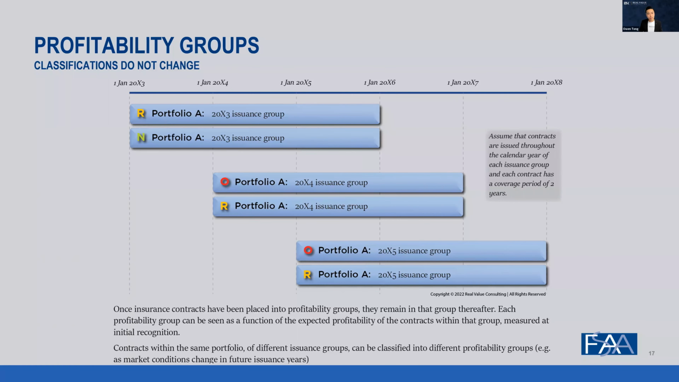And if the contract subsequently turns out to be profitable, then sure, from a P&L perspective in the future, the contract is profitable. So it's great for your company, but it's still tagged in the onerous profitability group. An analogy I like to use is, for those of you who have watched Harry Potter, you have the sorting hat.